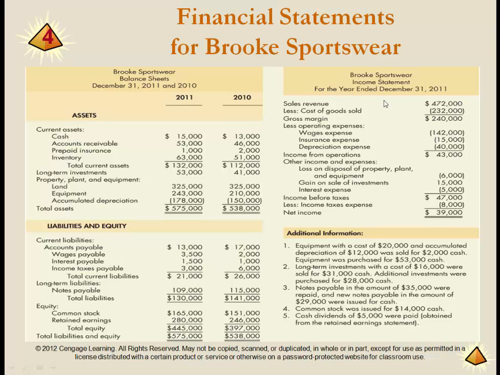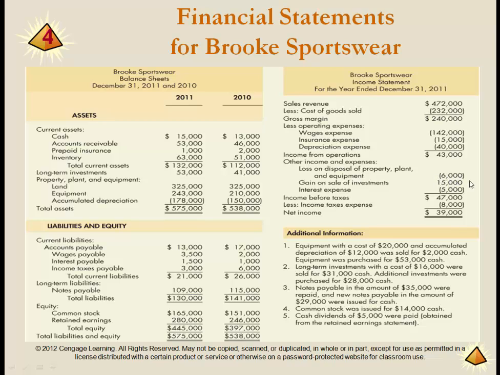Now, if we go to the income statement, there's a couple of numbers we need to pick off here. We need to pick off this 39,000, because we need to know the total. And then we need to look at depreciation, which is 40,000. We want to add that back. And then we also want to add back this disposal.